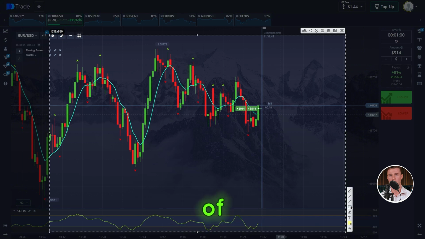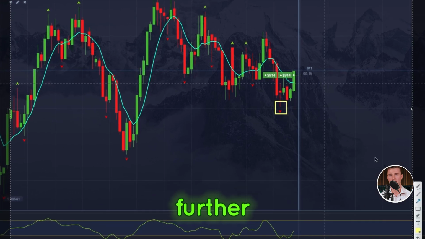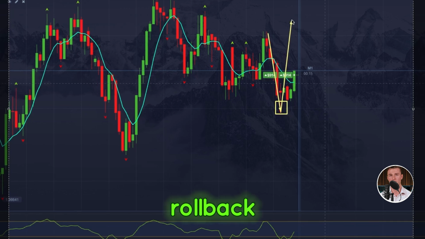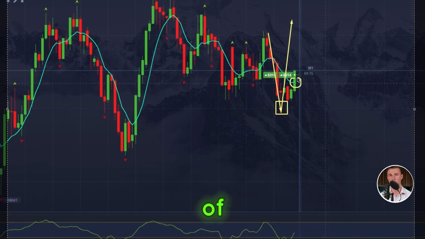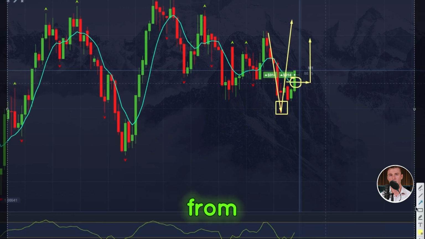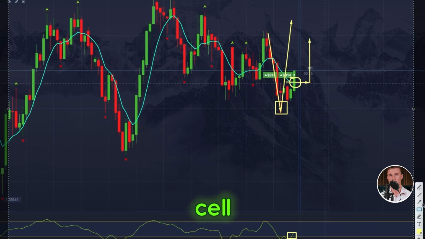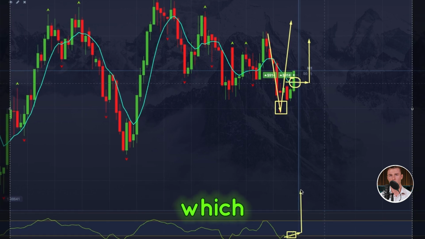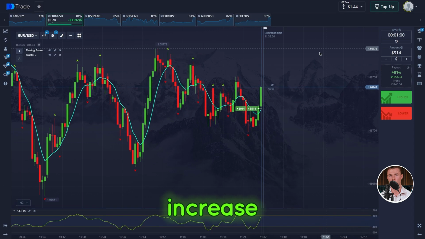We see updates of the local minimum. Further, our price goes into a rollback. In this area of intersection, we have a bottom-up exit from the area before the sell, in accordance with which we open a deal to increase.